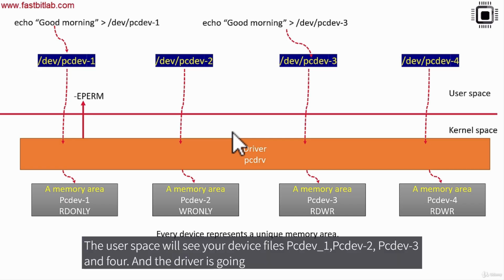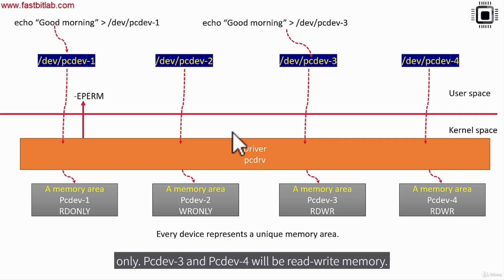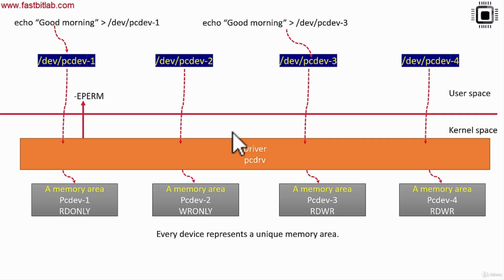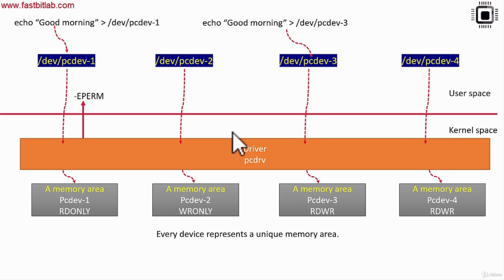The user space will see your device files, PCDev1, PCDev2, 3, and 4. And the driver is going to manage 4 memory areas. The PCDev1 will be read-only in our case, and PCDev2 will be write-only. PCDev3 and PCDev4 will be read-write memory. This is the configuration we are going to use for this exercise.